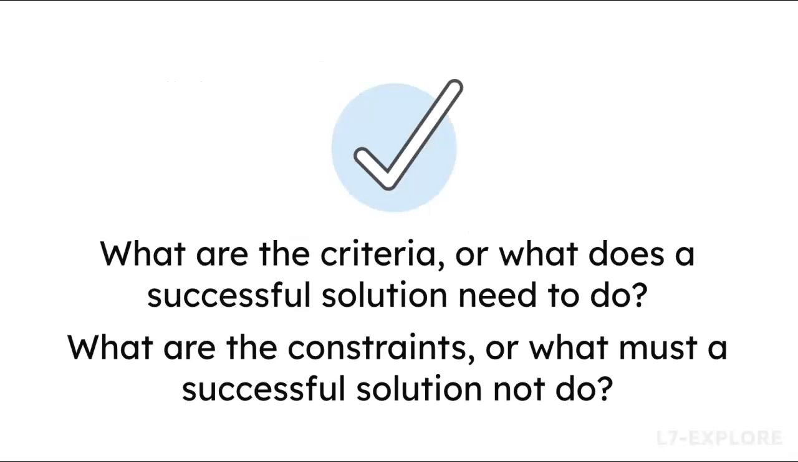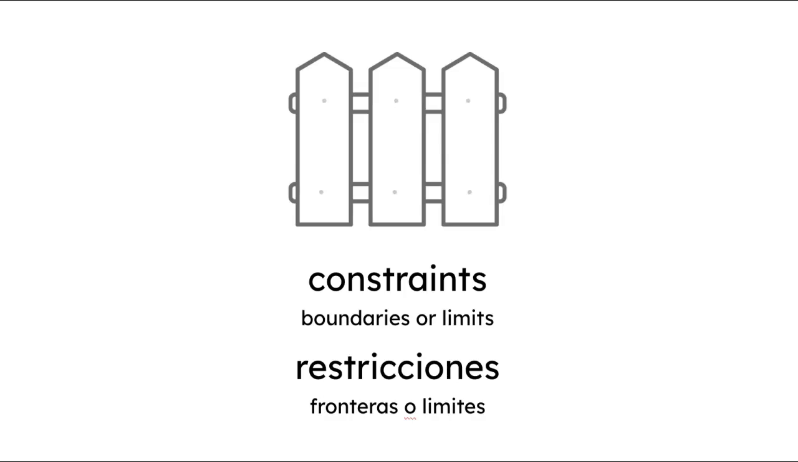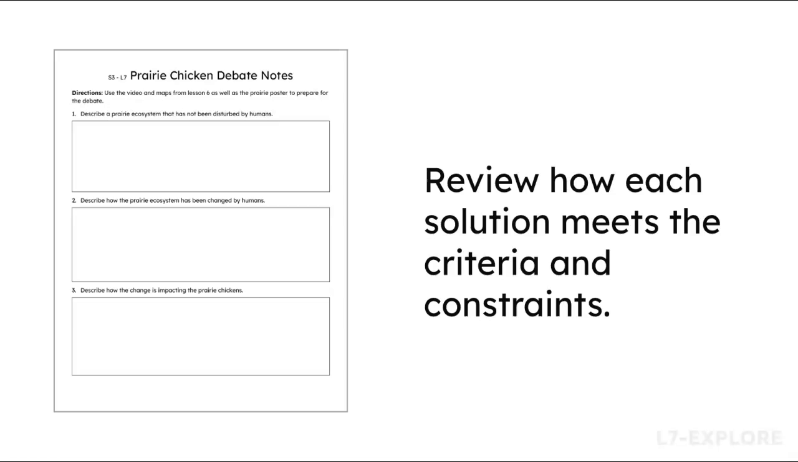You'll then review the criteria and constraints for a successful solution with the class. While you discuss, you can post the criteria and constraints vocabulary cards. You'll have students review how each solution meets the criteria and constraints and fill out the Prairie Chicken Debate Notes Student Journal pages.